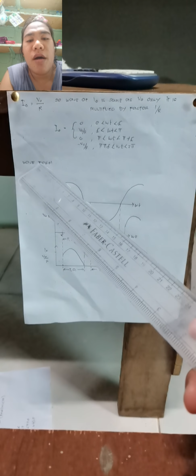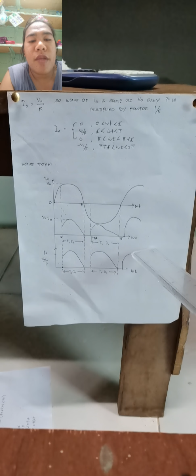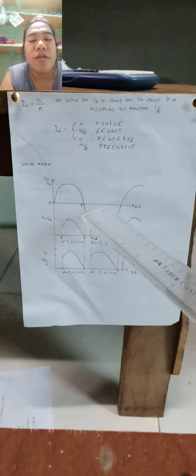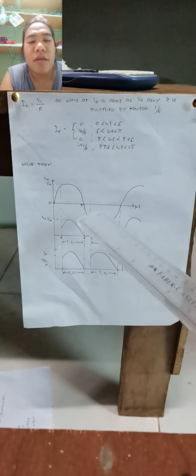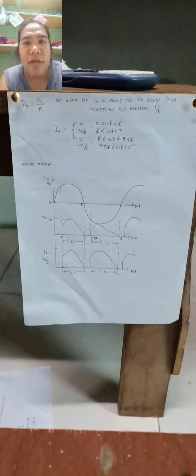So this is the waveform of our current and voltage. This is the waveform and the diagram. So this is it, and thank you.